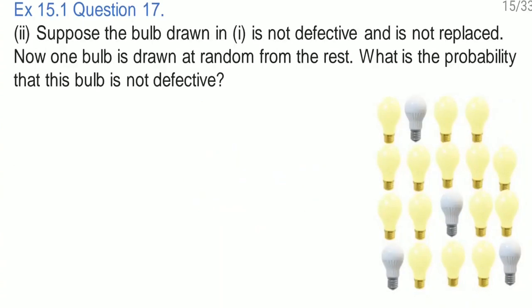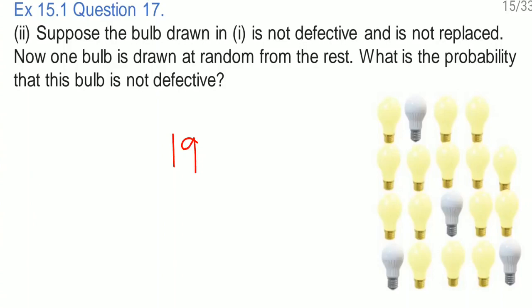Now come to the second part. They said suppose the bulb drawn in the first part is not defective and is not replaced. Now see, one bulb which was good, they have not replaced it. See how many bulbs are left here? One bulb is less, so only 19 bulbs are left here. Now one bulb is drawn at random from the rest. What is the probability that this bulb is not defective?